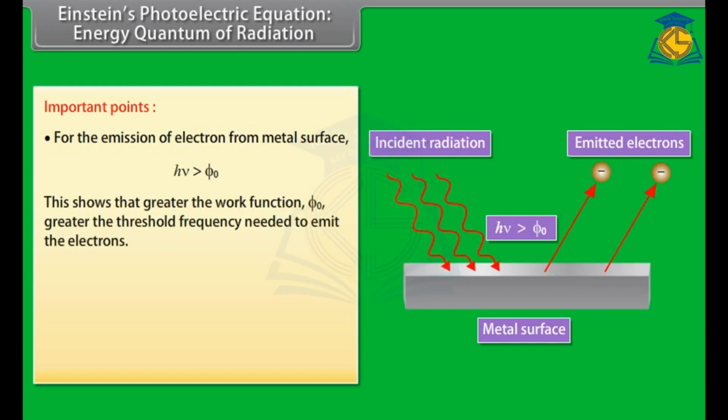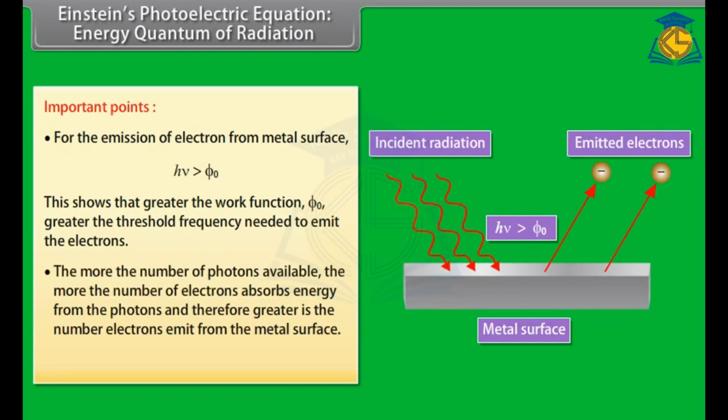This shows that greater the work function phi 0, greater the threshold frequency needed to emit the electron. The more the number of photons available, the more the number of electrons absorb energy from the photons, and therefore greater is the number of electrons emitted from the metal surface. We know that Kmax equals eV0, and Kmax is equal to h nu minus phi 0.